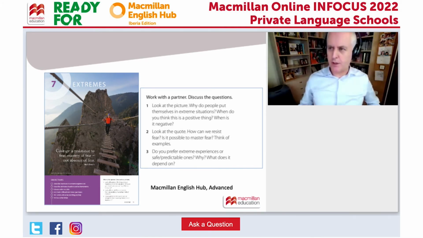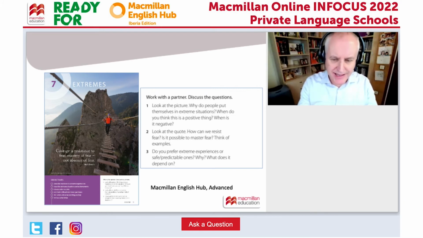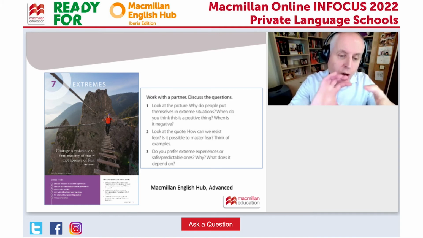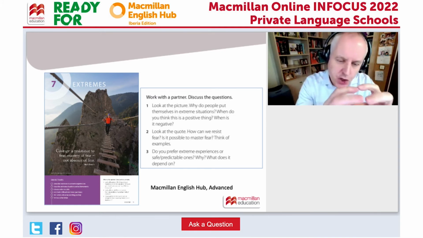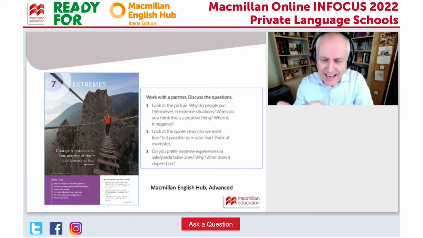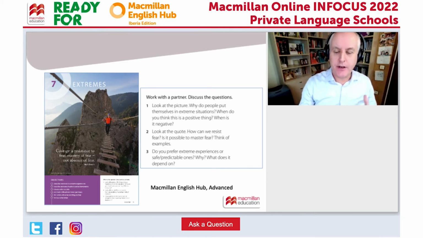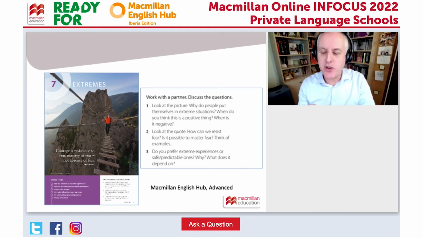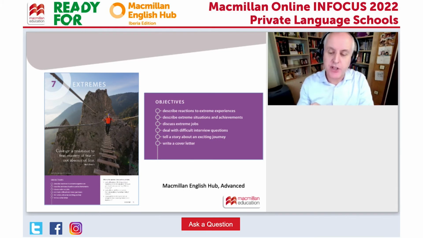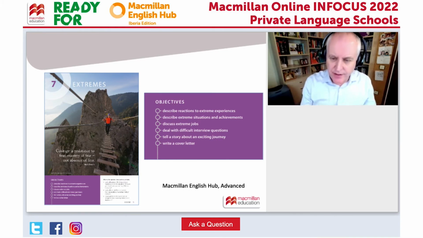advanced level. Okay, so we just look at advanced level there. We have this spectacular image there, and look at the picture. Why do people put themselves in extreme situations? We've got the introduction of extremes, which is the topic of the unit, but also related to the outcomes. Okay, and then discussion questions to activate their schemata. Do you prefer extreme experiences or say predictable ones? Why not? Okay, and then the objectives.